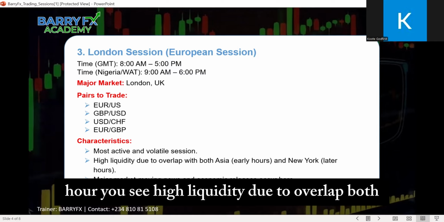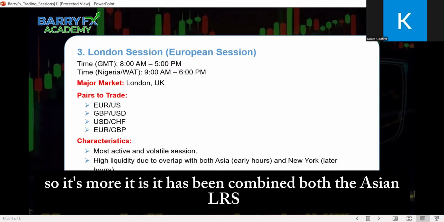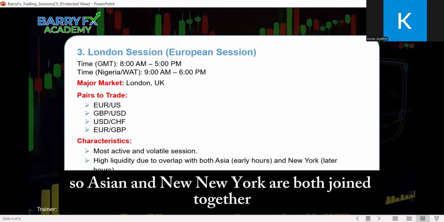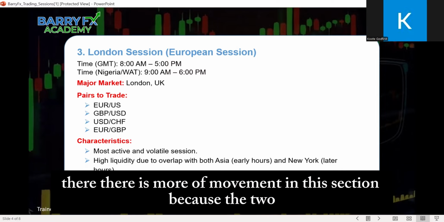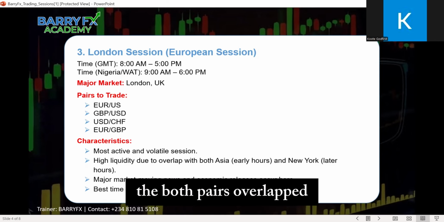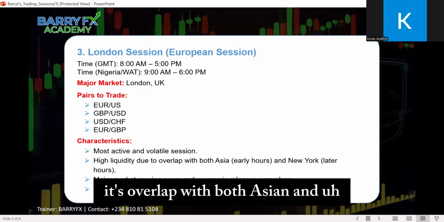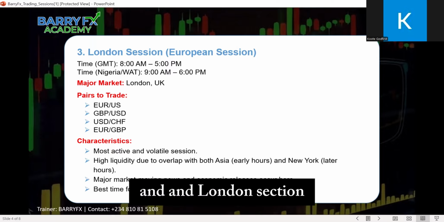It's a high liquidity period due to overlap with both the Asian early hours and the New York early hours. So it has been combined, because Asian closes by 10 in the morning. So Asian and New York are both joined together. There's more movement in this session because the pairs overlap with both the Asian and London sessions.